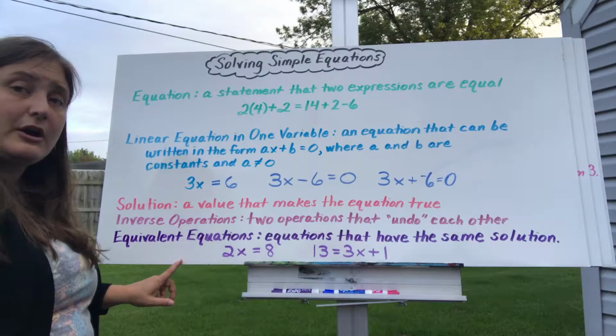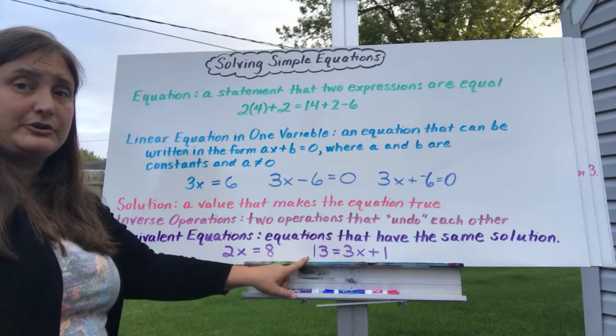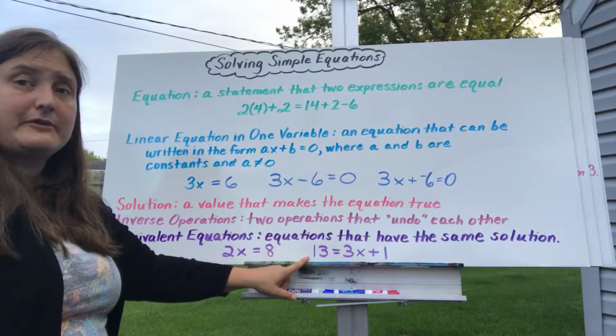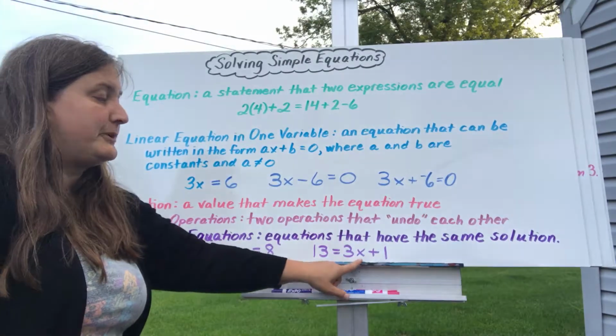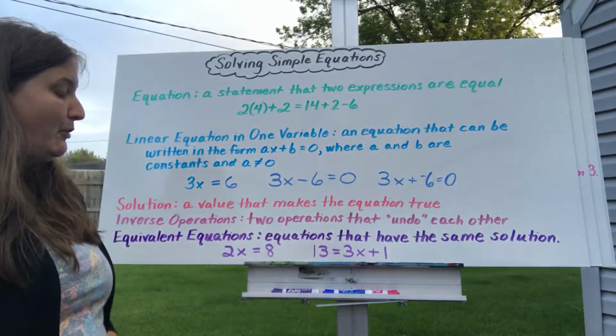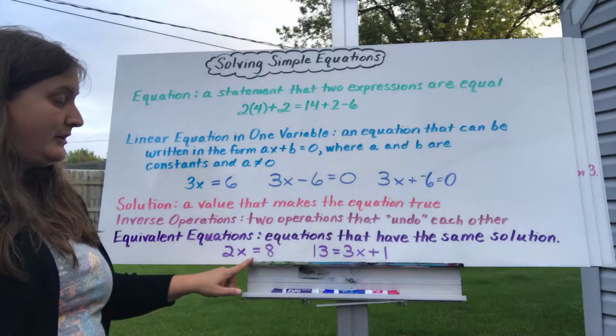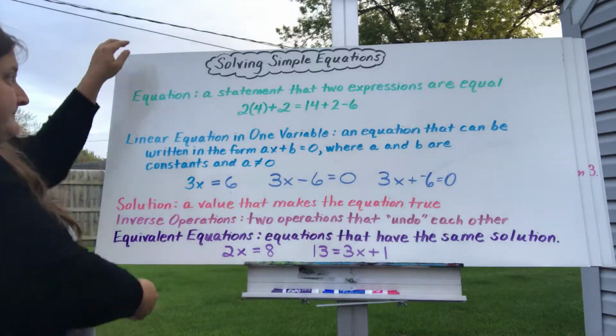Equivalent equations are equations that have the same solution. So here we have another equation down here, 13 equals 3x plus 1. In order for this equation to be true, x must also be 4. 3 times 4 is 12, plus 1 is 13. Since both of these equations down here have a solution of 4, they are equivalent equations.